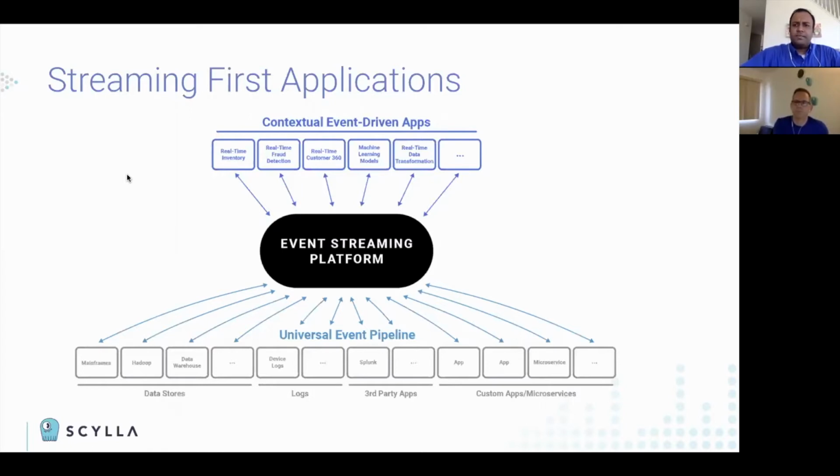A number of features, which we're going to discuss at least at a high level, enable Apache Pulsar to be an ideal candidate for communication and integration between components of large-scale real-world systems like Splunk and Hadoop and various microservices and various data warehousing services, which enable real-time inventory, real-time fraud detection, real-time customer 360, machine learning models, and all the different contextual event-driven applications.